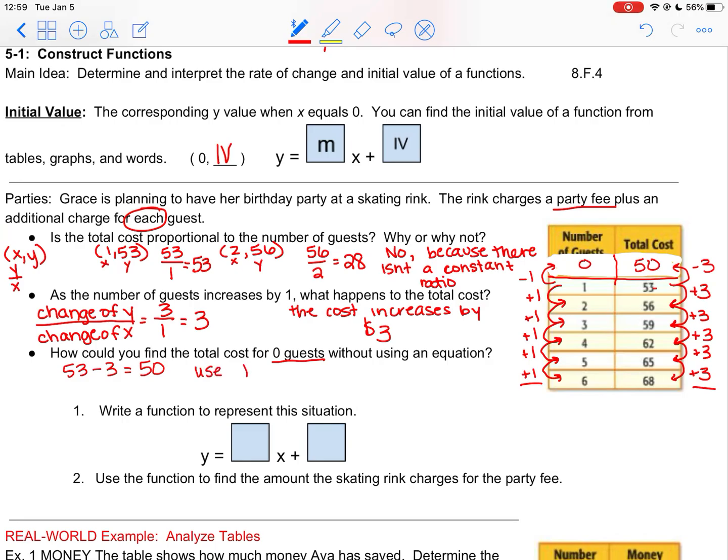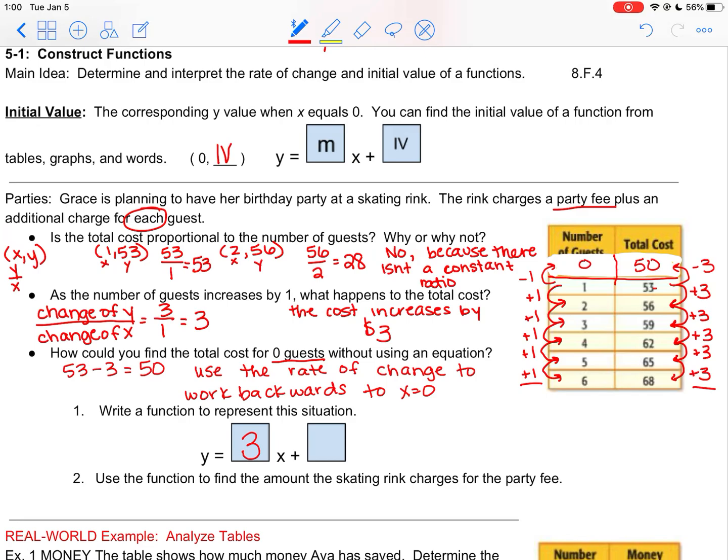So what we can do is we can use the rate of change to work backwards to x equals 0. So now we're going to look at how we can put this into the equation. We know that the rate of change, since it's telling you how something changes, is going to go with the variable, which is the thing that changes. So my rate of change was 3, so to write the equation, I'm going to put the 3 in front of the x.